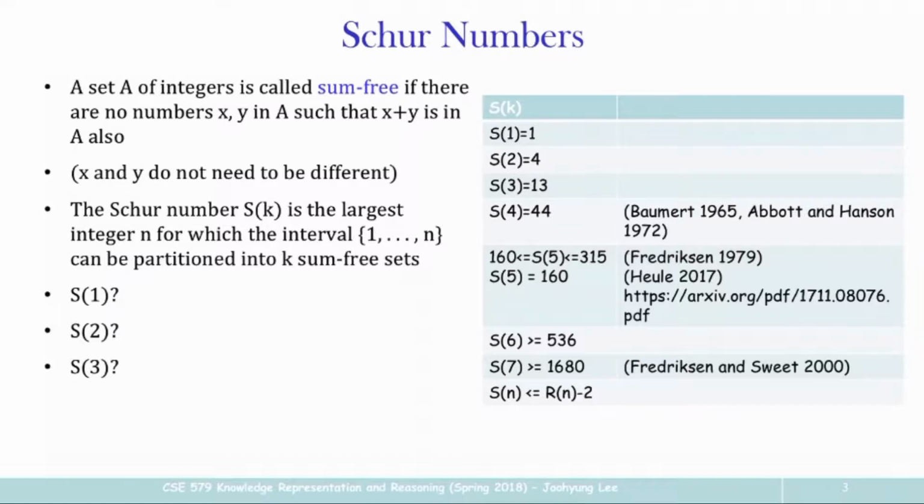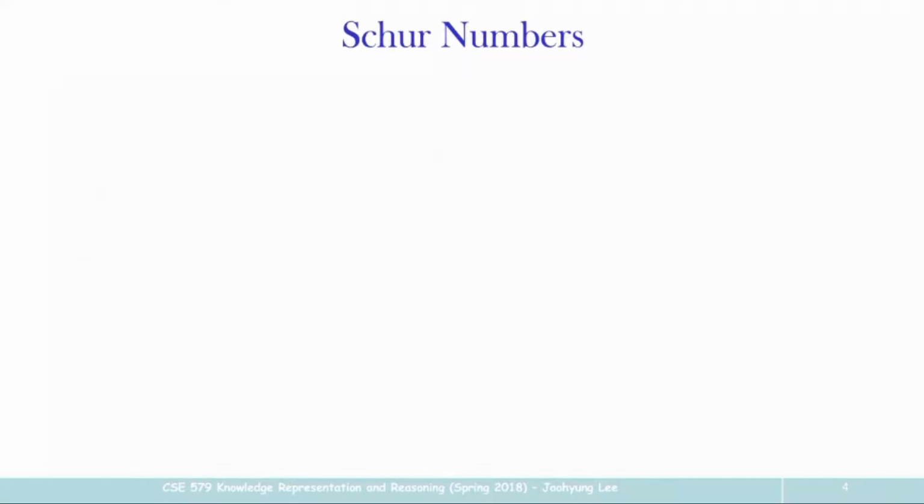And each bucket should be so-called sum free, which means if you take numbers from there, either the same number or two different numbers, when you add them up, the sum should not be in the same bucket. So that's called a sum free set. Surprisingly, this is quite a difficult problem. It's a combinatorial problem, and only S5 was known to be 160 in recent years, by using massive computing resources. Okay, so we did that last time.